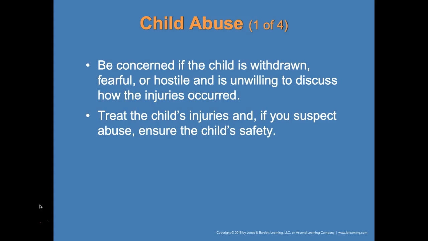So some things we might see: child abuse. We need to be concerned if the child is withdrawn, fearful, hostile, unwilling to discuss how the injuries occurred. We need to treat the child's injuries, and if we suspect abuse, we need to ensure the child's safety. A good indication of child abuse is when the child's injuries don't match the story you're being told about how they occurred. We need to make sure to ensure the safety of the child.